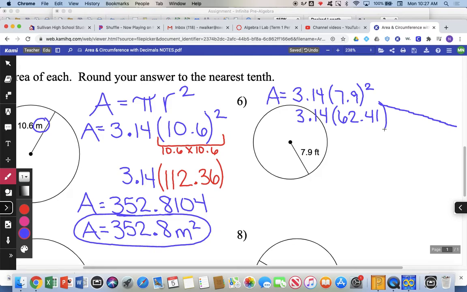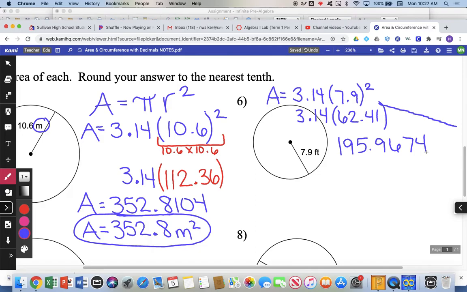Guys, do you agree with my number that I have for 7.9 squared? Yeah. 7.9 times 7.9. I got 62.41 again. Okay, then take that times 3.14. Alright, so this was a good one to have for notes.